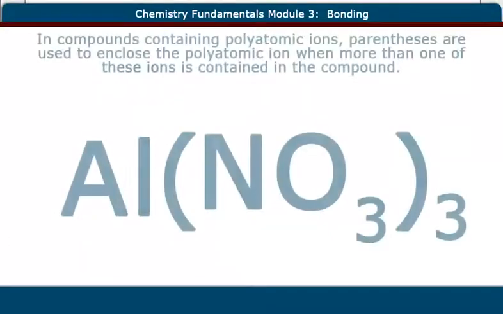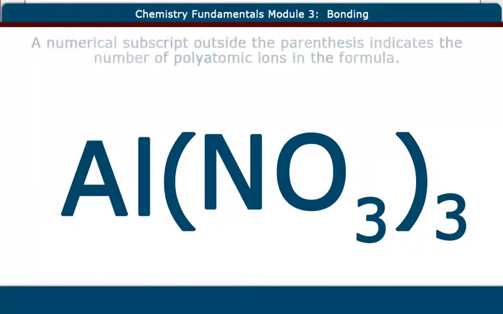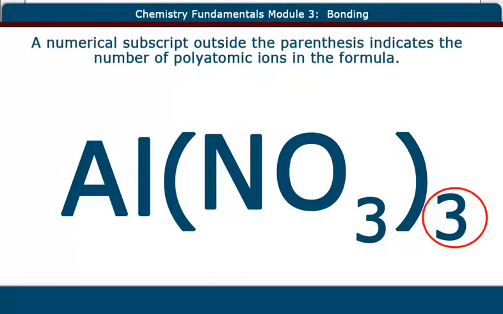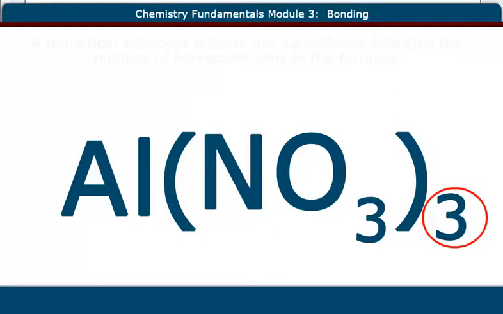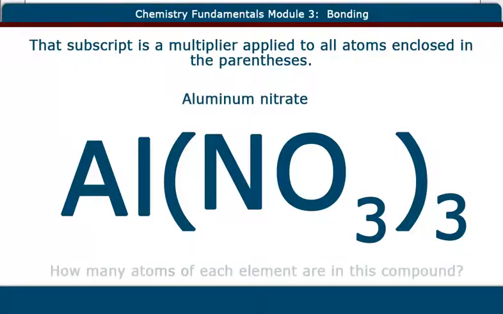In compounds containing polyatomic ions, parentheses are used to enclose the polyatomic ion when more than one of these ions is contained in the compound. A numerical subscript outside the parenthesis indicates the number of polyatomic ions in the formula. That subscript is a multiplier applied to all atoms enclosed in the parentheses. This compound is called aluminum nitrate. How many atoms of each element are in this compound? The solution is on the next slide.